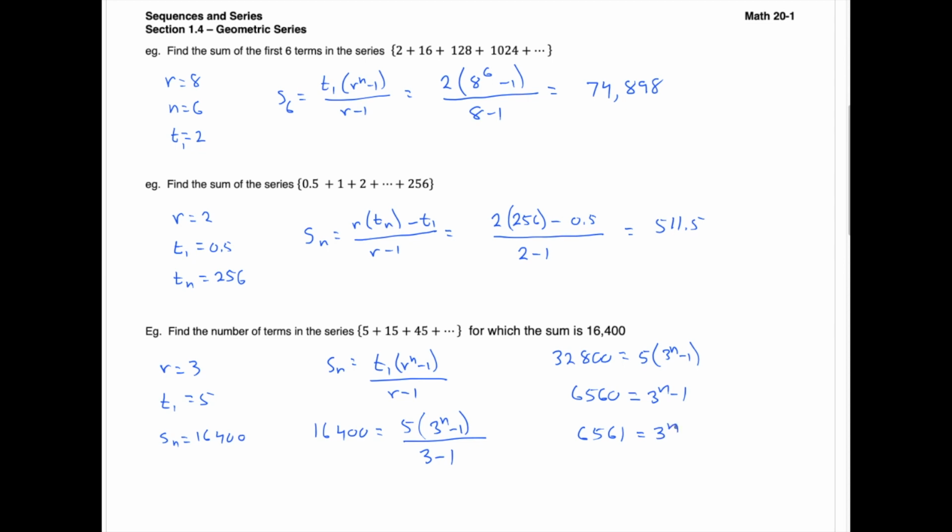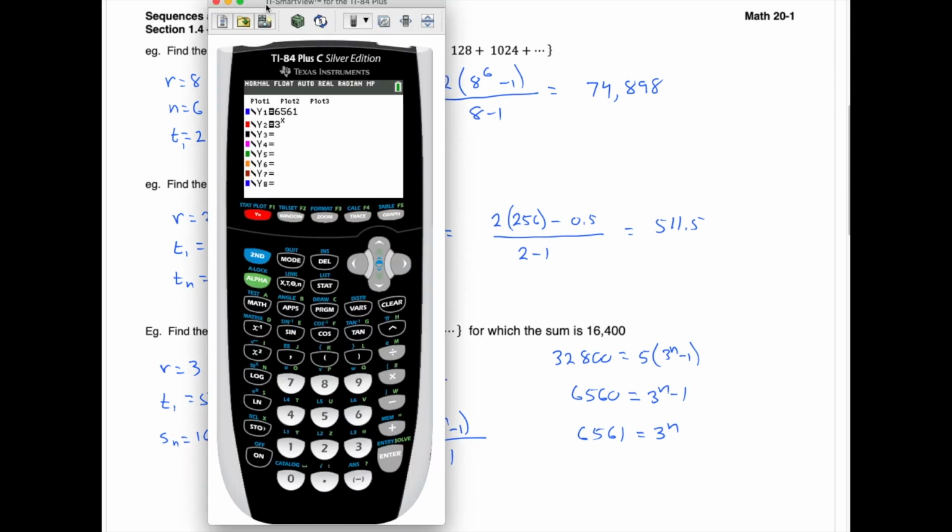Now certainly for these ones here, you could just trial and error those. So try different values for n, 3 raised to the power of that, until you get 6561. Or as before, we could also use our graphing calculator. So what I've done for this one here, in y1, I put that 6561 and then 3 to the x in y2.